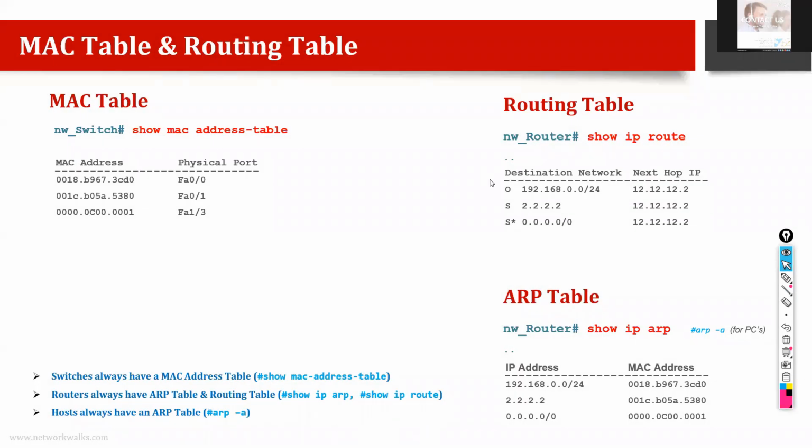Okay, what's the difference between MAC address table, routing table, and ARP table? And why do we have so many different tables? Let me explain this.